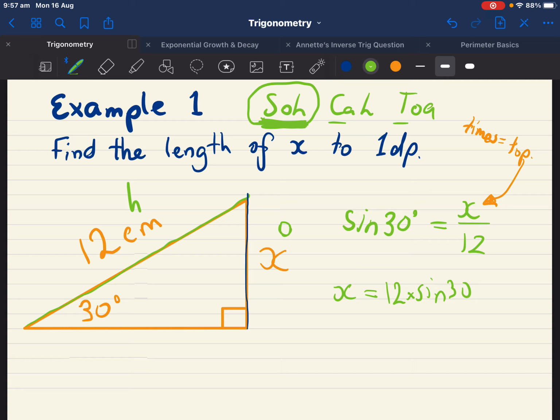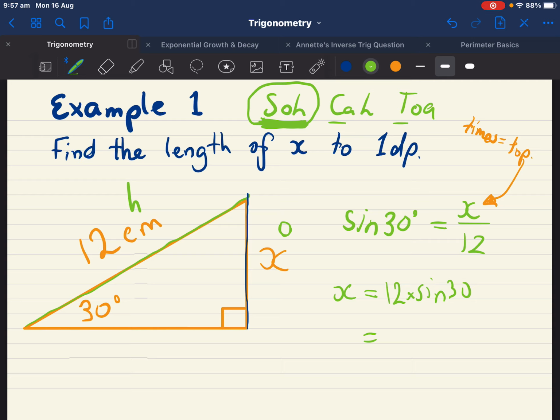You can probably guess what's going to happen when it's on the bottom, but we'll get to that in, I think, the second example. All right, so it's on the top, so we ended up timesing, and only now do you need your calculator, and you just type what we've written here, 12 times sine 30, in your calculator exactly how it's written.